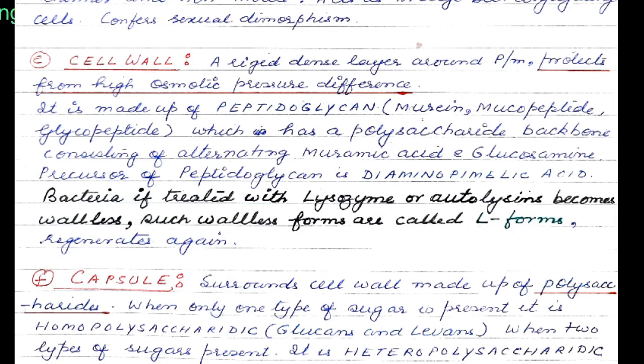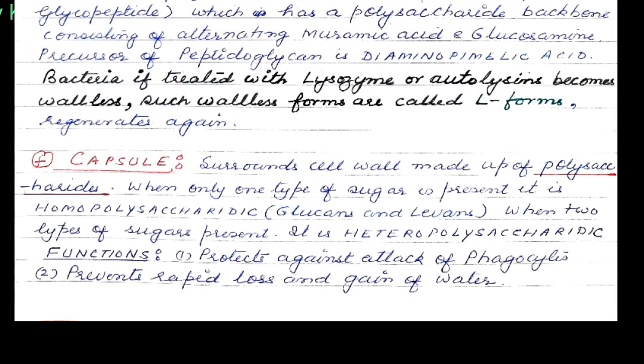When bacteria are treated with lysozyme or autolysins, they become wall-less, and such wall-less forms of bacteria are called L forms. But later they regenerate their cell wall and become the normal forms. Lysozyme, as you know, is present in our saliva. We have it in our tears and also in sweat.